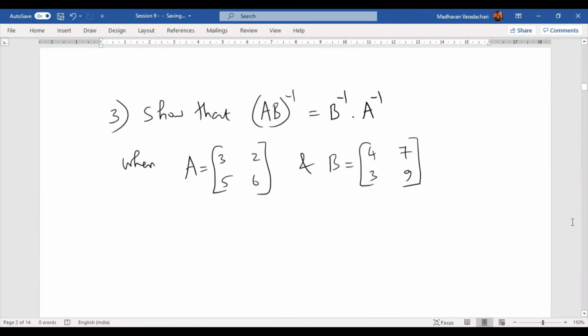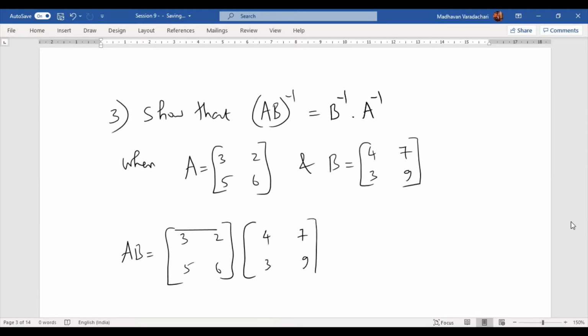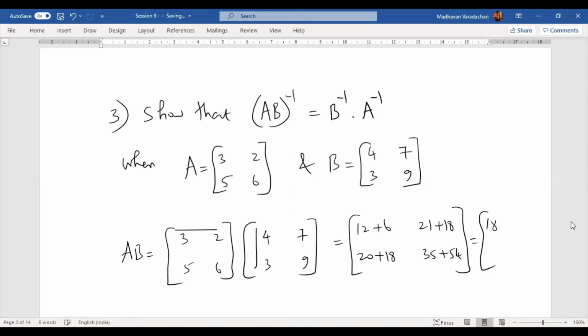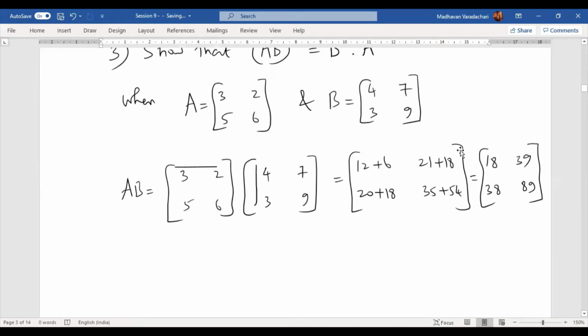Now we are supposed to first find out what is AB. First, let us find out A into B. 3, 2, 5, 6 times 4, 3, 7, 9. This will be 3 fours are 12, 2 threes are 6, 3 sevens are 21, 2 nines are 18. That is 20, 18. This is 35, 54. This will be 18. This is 39. This is 38. This is 89.